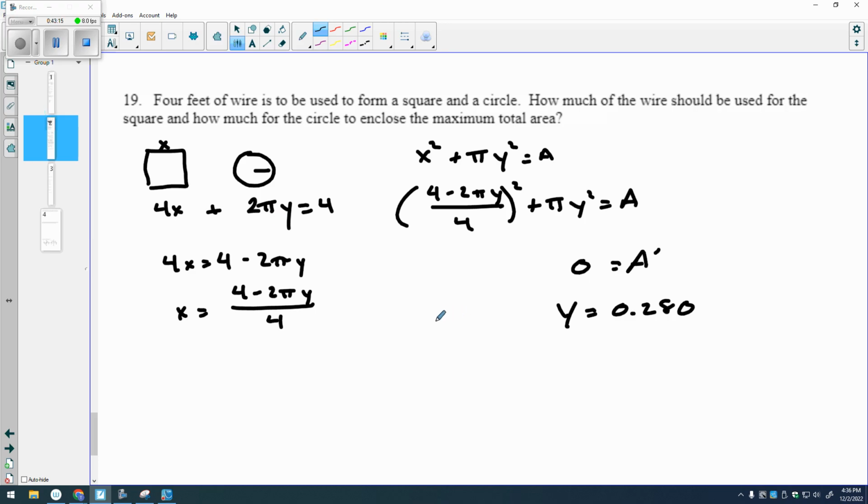And did I do that? I did. And so I get for the circle, and again, I'm taking this 0.280 and plugging it in right here for y to find out how much for the circle, the circumference of the circle. And I get 1.760.